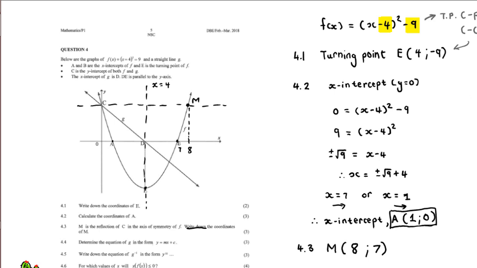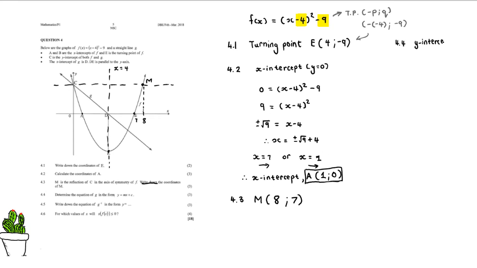Now let's look at question 4.4. It says determine the equation of G in the form y is equal to mx plus c. Alright, so remember, we just figured out that the y-intercept is at the point (0, 7). We just calculated that now.